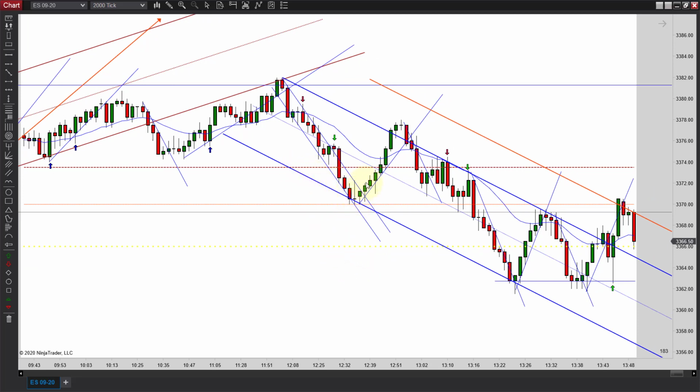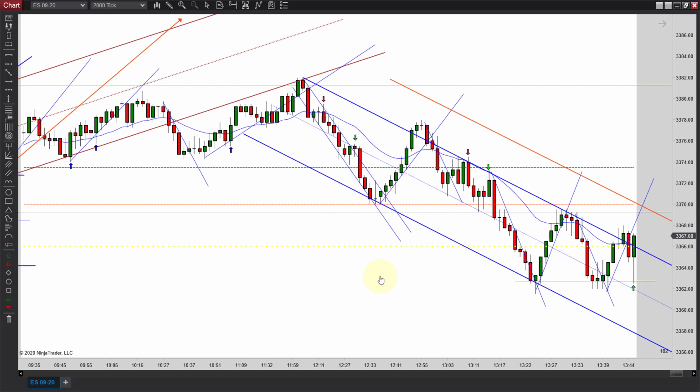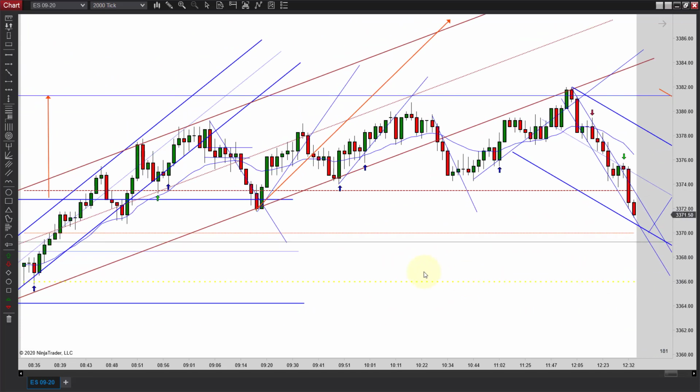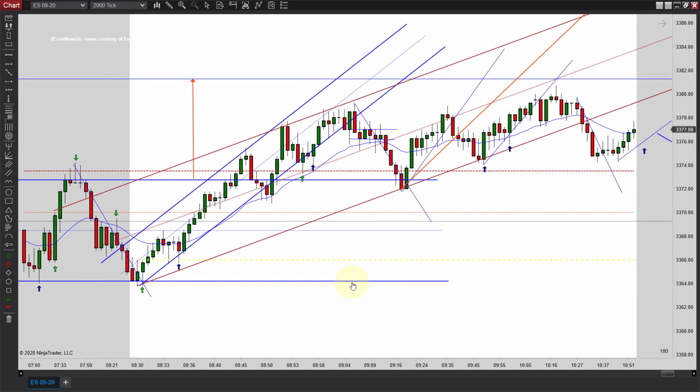And then we bounce down here. You get a higher low here, but we're not anywhere near back down here.